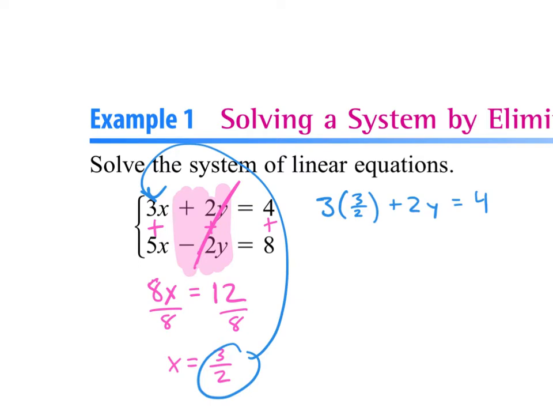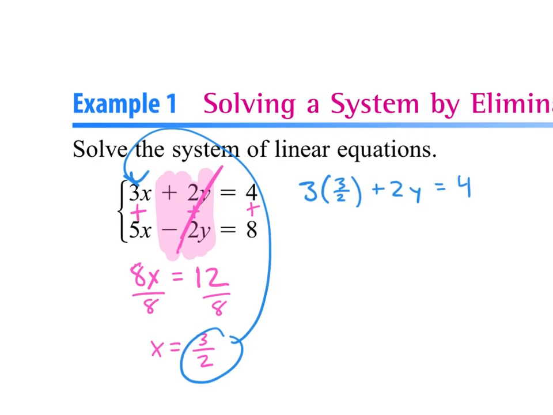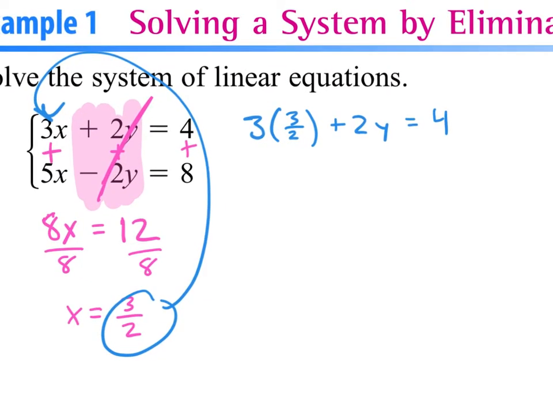How do we solve for y? Distribute the 3 to 3 halves. How do we multiply 3 times 3 halves? When multiplying, 3 over 1 times 3 over 2, you don't need the same denominator. You just multiply the tops together, multiply the bottoms together. So this would be what? 9 over 2.